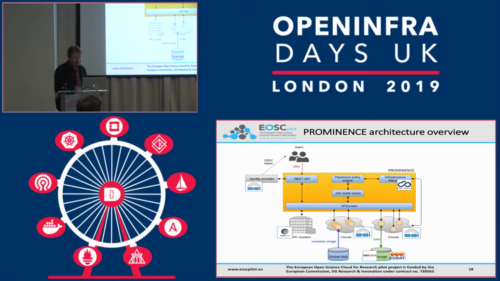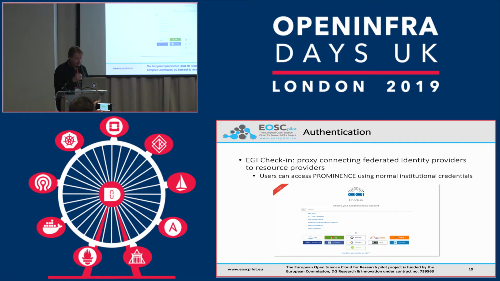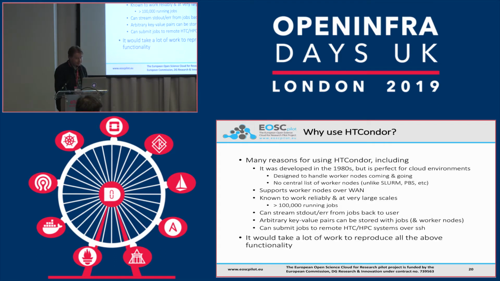And then we're using a tool called Infrastructure Manager to actually interact with the clouds and provision the VMs. So this is showing how we're making use of services and software that's been developed within the other projects within EOSC Hub. For authentication, we're using AGI Check-in, which is a proxy that allows you to access a resource provider using your normal institutional credentials. That's one of the things that's available within EOSC Hub. So that means any user can easily access Prominence.